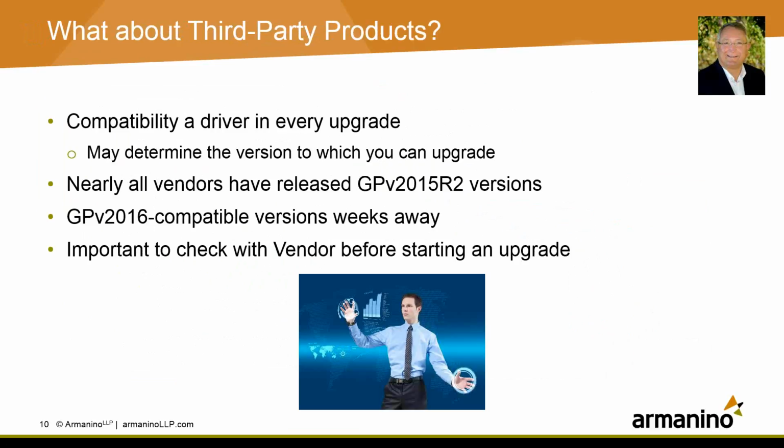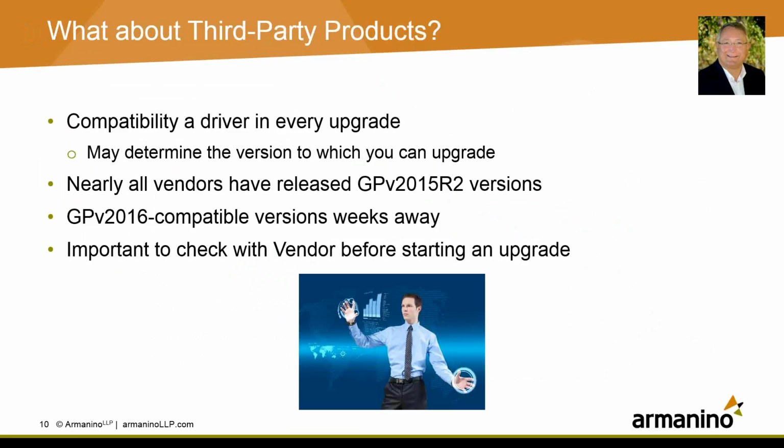However, it behooves us to check with each third-party product, and Armanino will be doing that, and you can certainly do it as well. You can give them a call and say, hey, what's your latest and greatest compatibility version that you work with GP on? So that will be a large factor in determining what version you upgrade to. Most third parties are compatible with GP 2015 R2, so you're good to go there. We have no doubt that that's the case. It's just the 2016 code we need to be watching for.